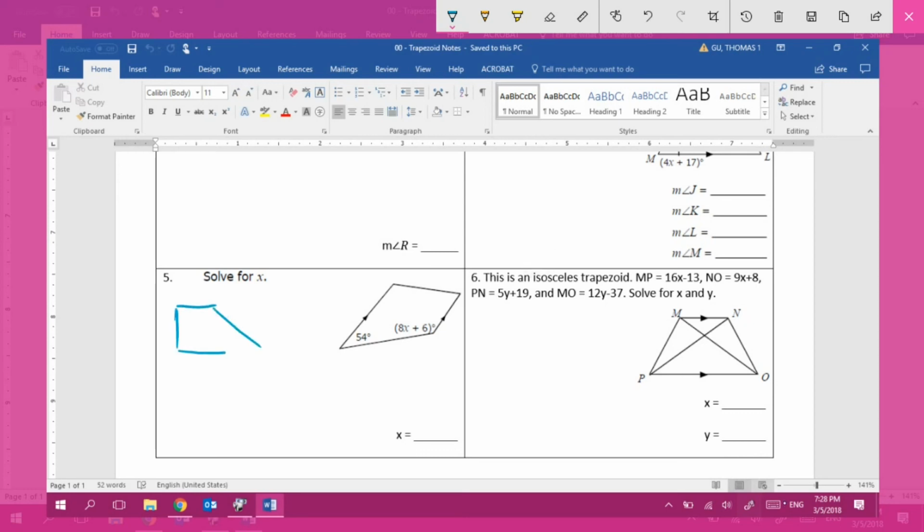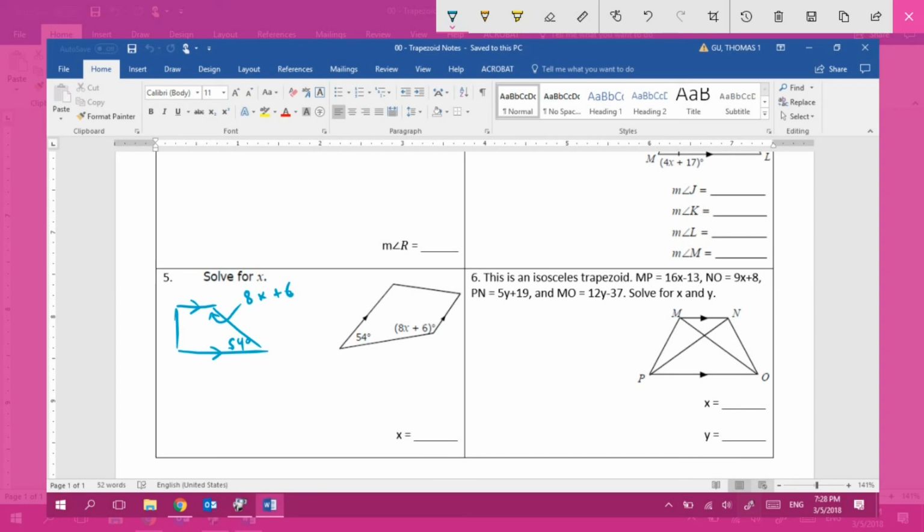Parallel, parallel. And then this 54 is right here. And I'm going to draw an arrow. 8x plus 6 is right there. So this is actually just another trapezoid. They just flipped it around to test you and see if you could actually understand that it's still a trapezoid. Use the same properties we've been using to solve for x.